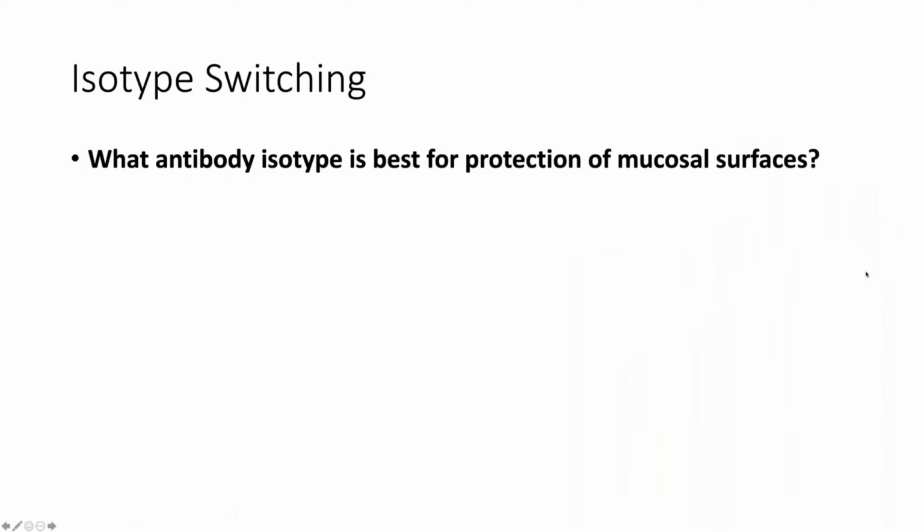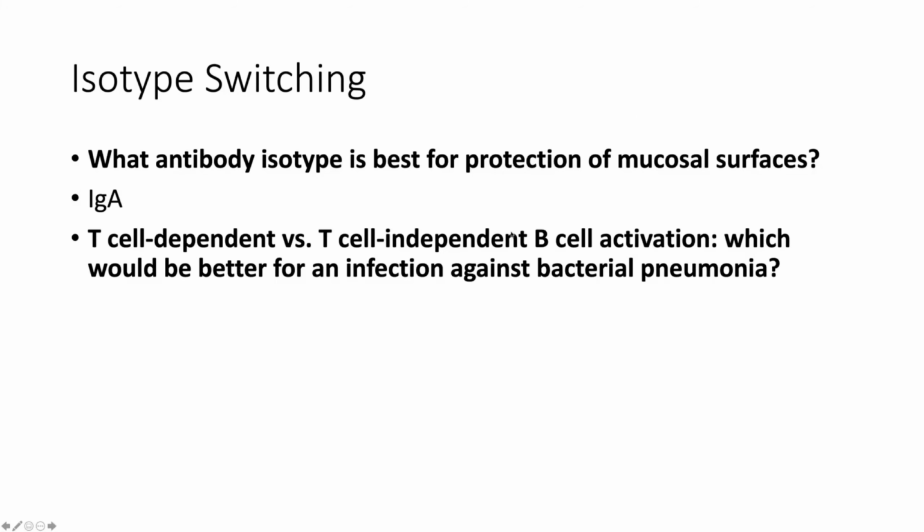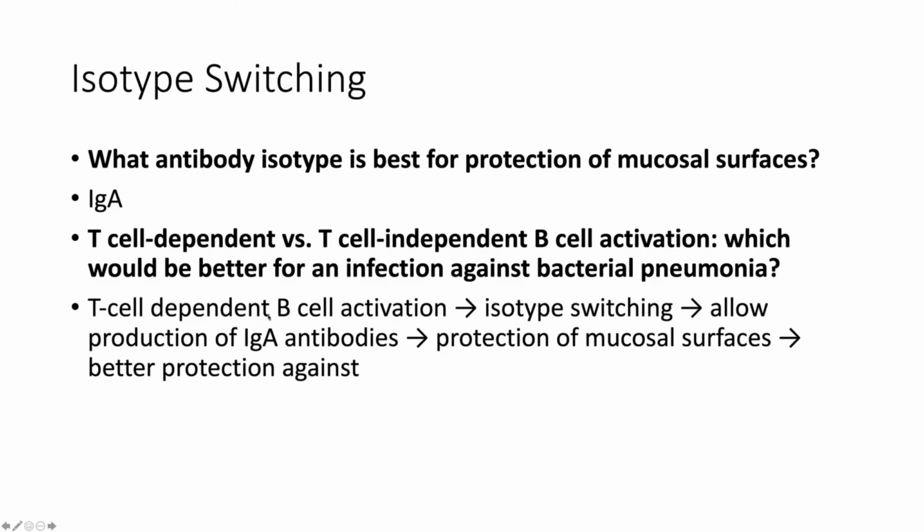So let's go to Sue. What isotype is best for mucosal protection? Right, that's going to be IgA. Perfect. And so T cell dependent versus T cell independent B cell activation: which would be better for an infection against bacterial pneumonia, Sue? If it's IgA and you would need isotype switching, that would be T cell dependent. Yeah, exactly. Ideally you would have isotype switching, so you could make IgA antibodies, protect the mucosal surfaces, and have better protection against encapsulated bacteria.